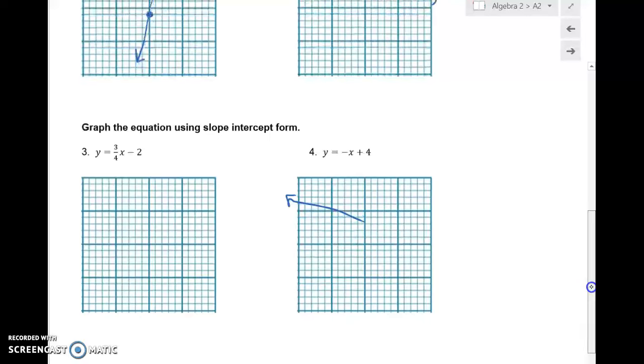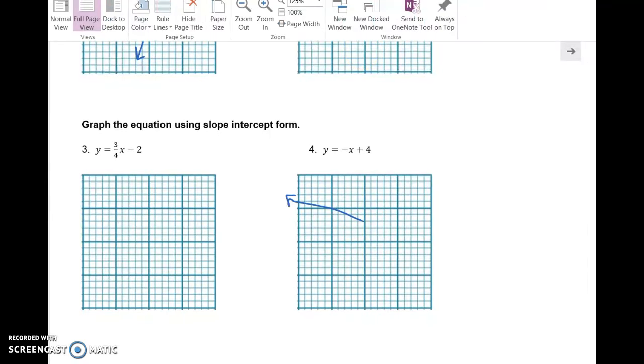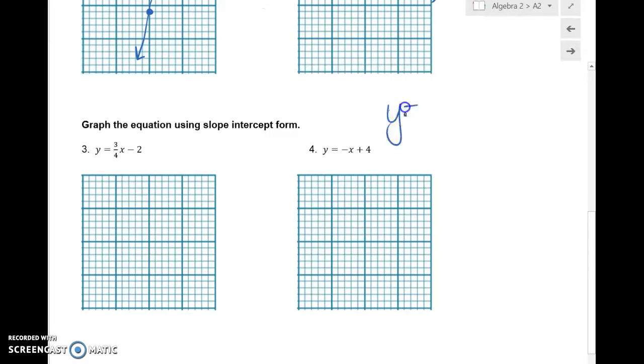Down to the bottom of the page, let's actually graph using slope-intercept form. Remember, y equals mx plus b. b is your y-intercept, and m is your slope. So let's try number 3. Our y-intercept is what number? -2. So we start at -2. And in your assignment, they're going to ask you, what is the slope, what is the y-intercept? Yes, the y-intercept is -2. It's actually the point (0, -2). 0 side to side, -2, that's your y-intercept.